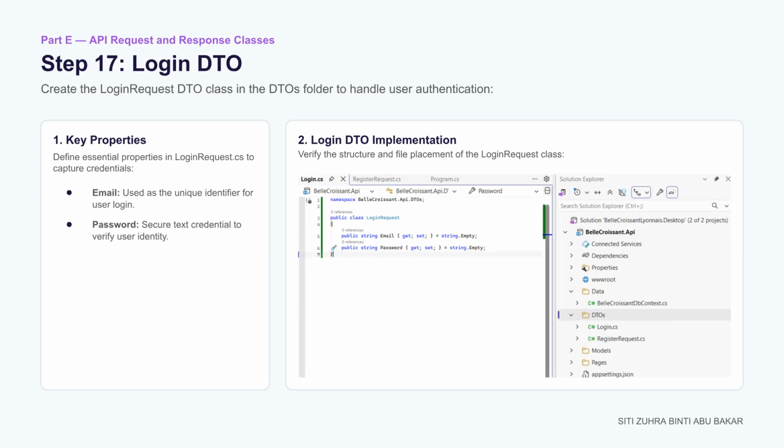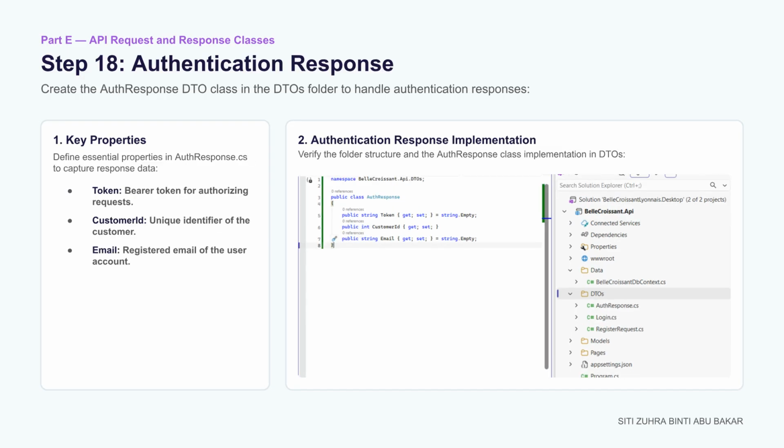Now we address API request and response classes. Begin by creating a new folder named DTOs. Then add the register request DTO class to capture registration data. For user authentication, we need a login DTO. Create the login request class inside the DTOs folder with the necessary properties for email and password.